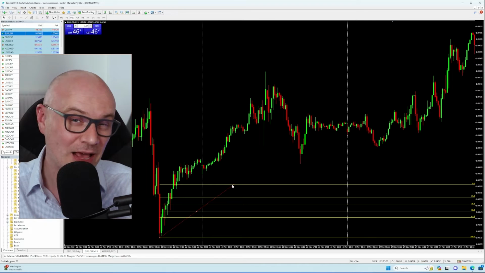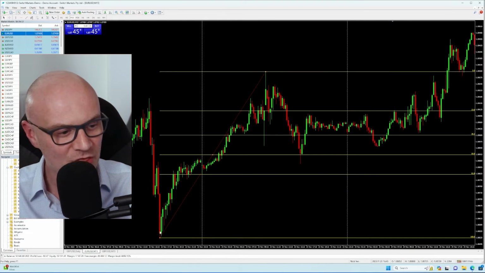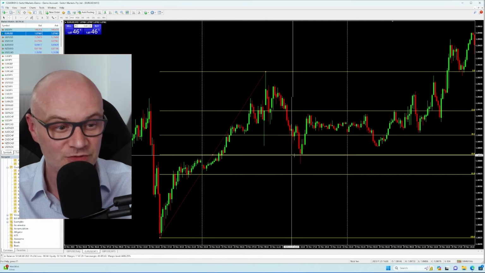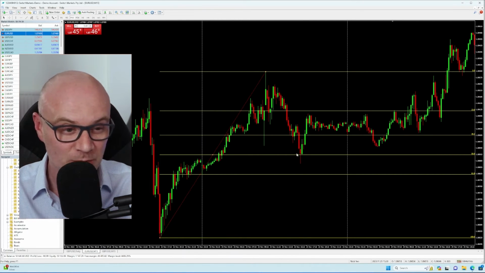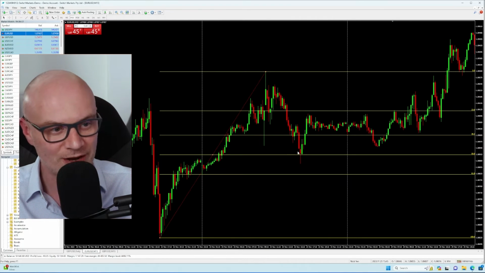Now let's look at a couple of examples. This is euro dollar on a 15-minute time frame. That is our swing, and look, a really nice pullback that has been contained by this 50% Fibonacci retracement. That is showing us that the trend is still intact and we've got a reason to trade to the upside.